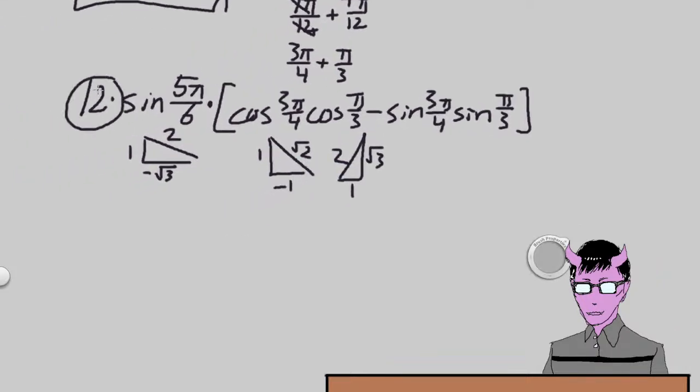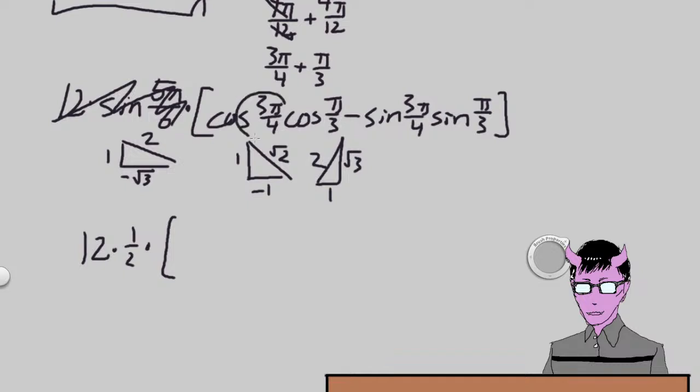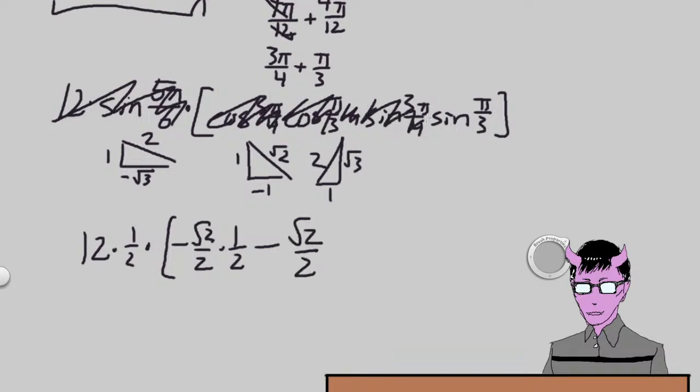Alright, evaluation time, we copy paste the 12. Sine of that one is going to be 1/2 times the bracket part. What do we got? Cosine of this one, negative root 2 over 2. Cosine of that one is just 1/2. Minus, and then sine of this one is going to be, wait, which one is it? This one. So root 2 over 2. Sine of pi over 3, root 3 over 2.